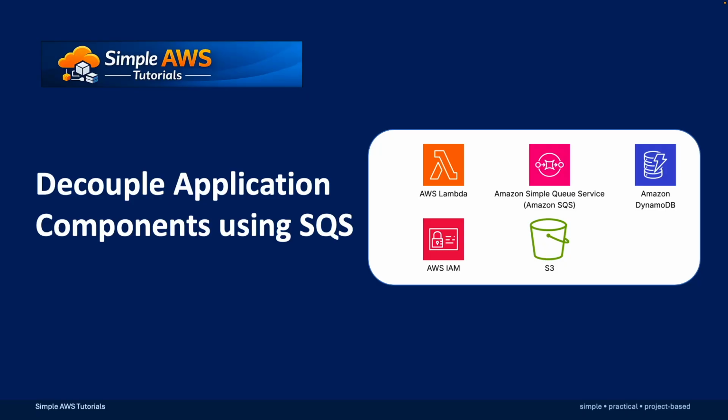We will first see why decoupling is important and what advantages it provides. Then we'll look at our architecture diagram and the sequence diagram, and then we'll build the services and the code to support this decoupling. By the end of this video, our application will be closer to a real production-grade AWS architecture where each component has a clear responsibility and can scale, fail, and recover independently.